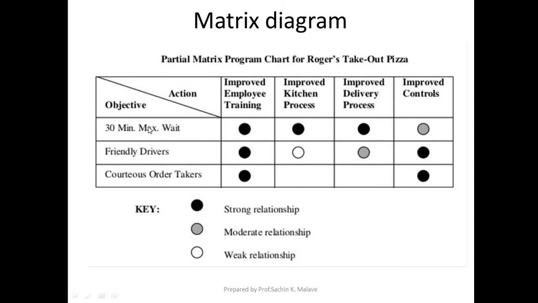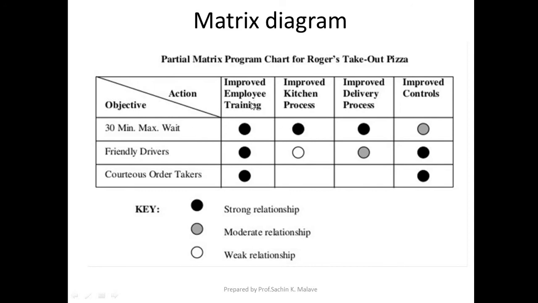Suppose one example is a 30 minutes maximum wait time. We know that the pizza should be delivered before 30 minutes of the order, isn't it? So if that is the objective, how is this objective going to be fulfilled? In order to fulfill this objective, what is to be done? These are the actions, so there is a relationship between this objective and these actions.